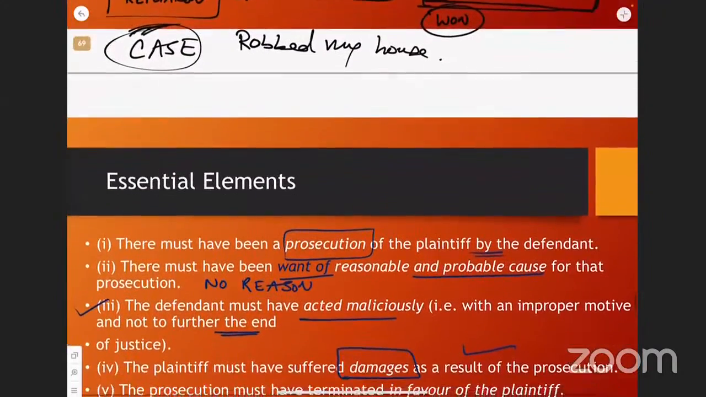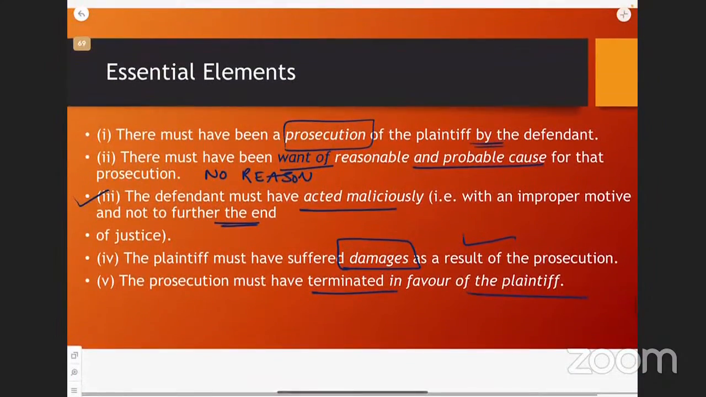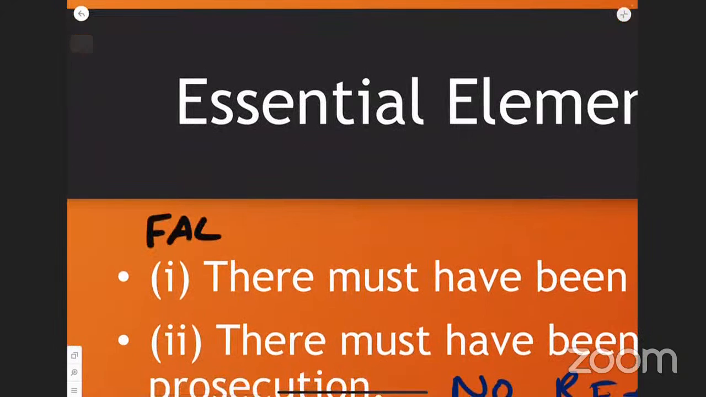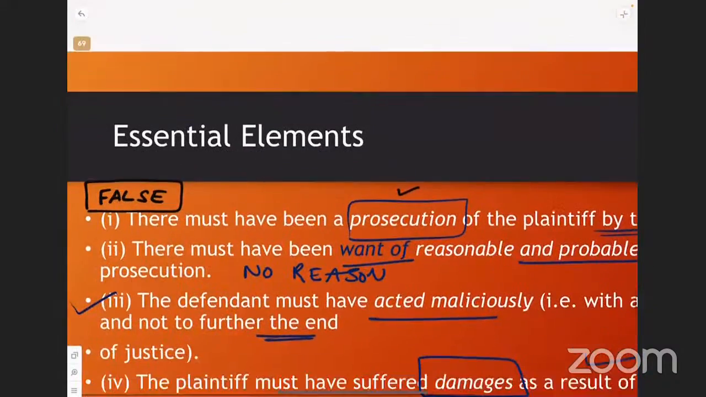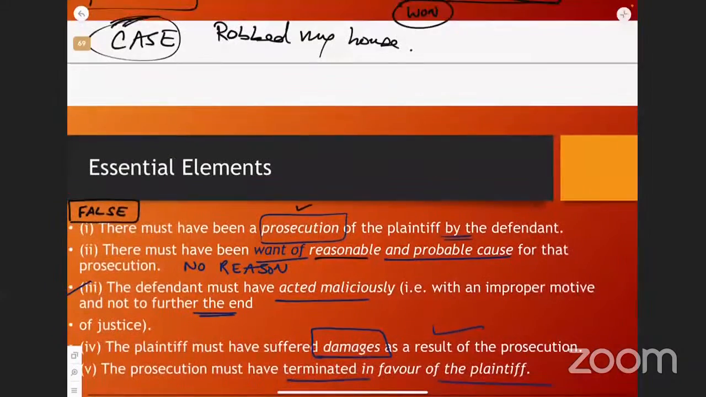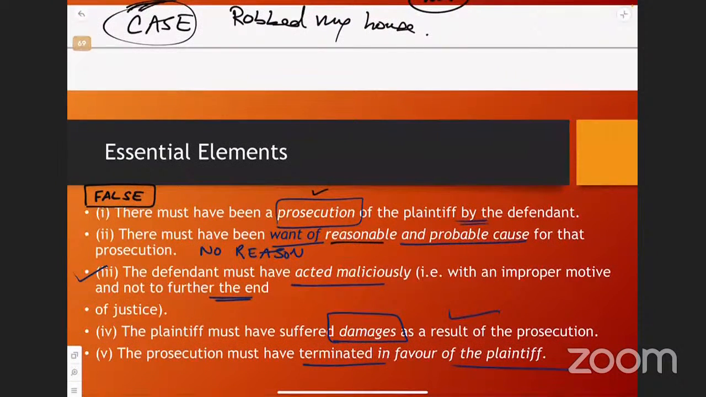take action against it. So what are the essential elements of this? There must have been a prosecution, that means a case by the plaintiff. Okay, then there must have been want of reasonable cause, that means it is a false case. There was no reason, there was no justification. There must have been a prosecution of the plaintiff by the defendant. There must have been want of reasonable and probable cause of that prosecution. The defendant must have acted maliciously, okay, with an improper motive and not to further the end of justice.